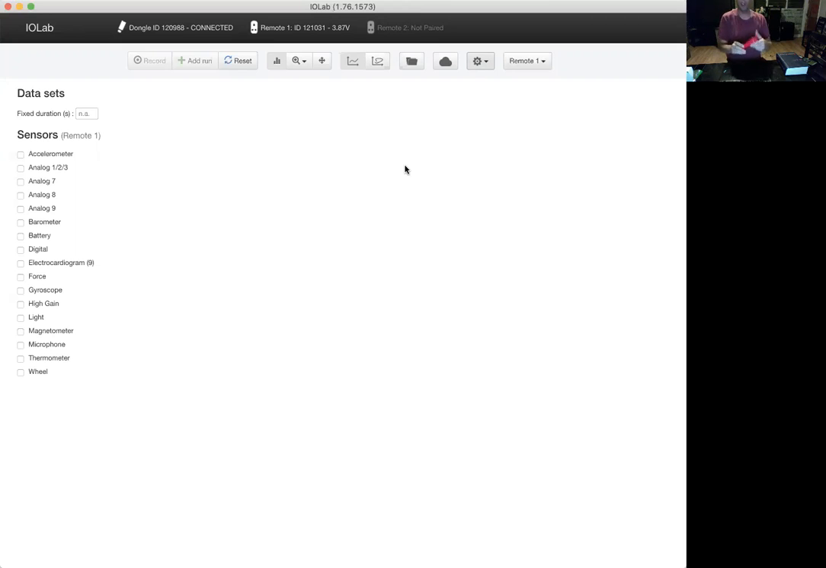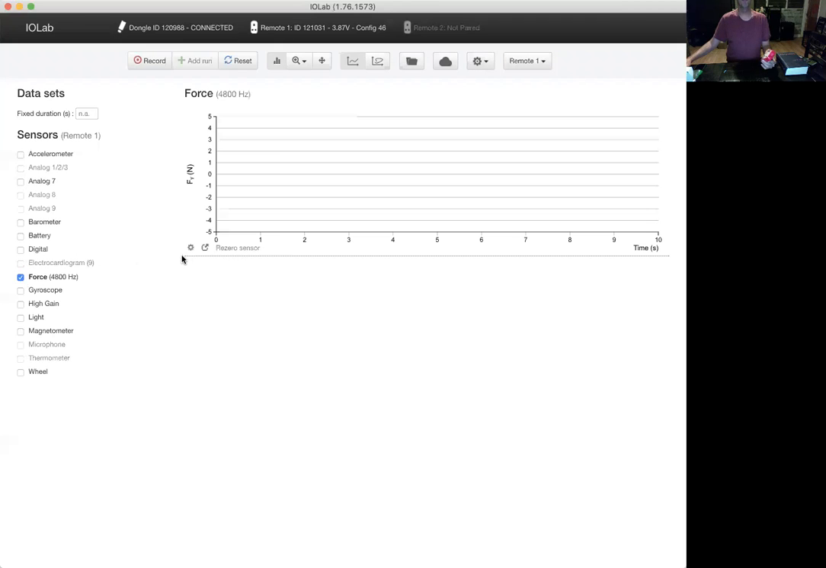Now, with our device on, go ahead and go to your force. This graph will come up. One thing I want to note before we do anything, the sample rate of 4,800 Hertz, when only the force sensor is on: this thing samples at a rate of 4,800 data points per second. We need to know that for our error analysis.